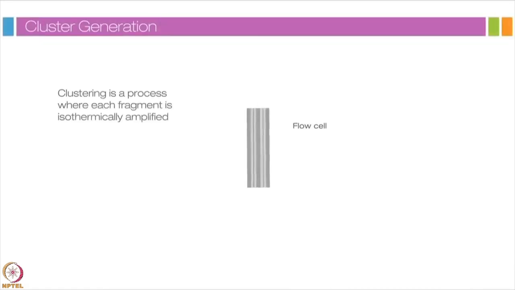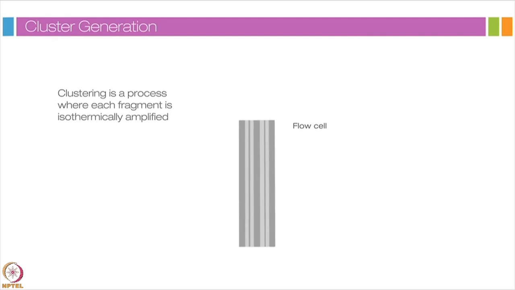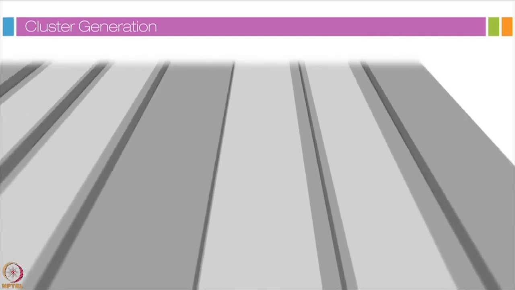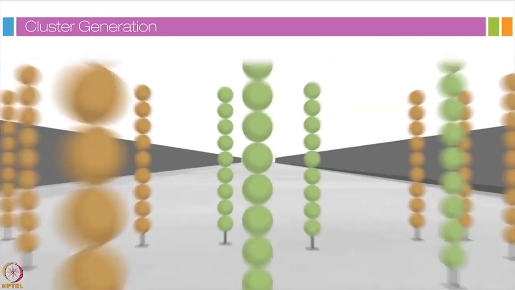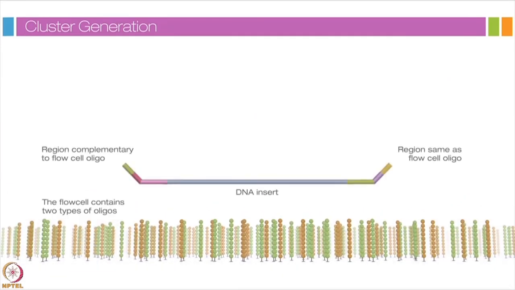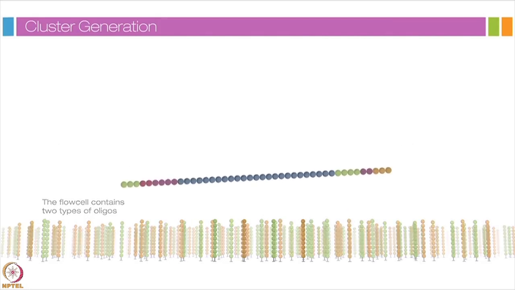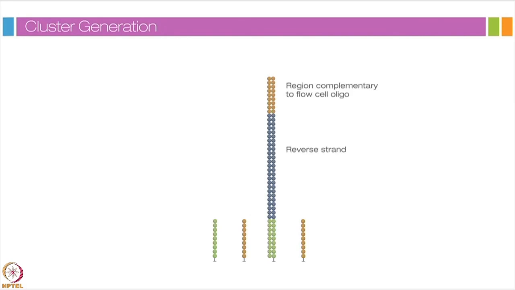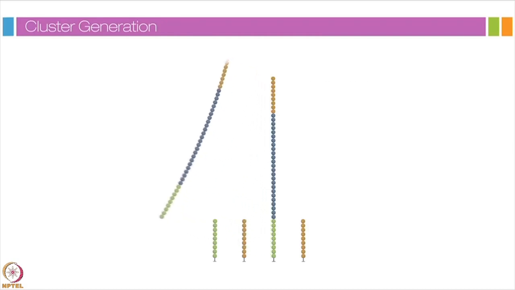Clustering is a process wherein each fragment molecule is isothermally amplified. The flow cell is a glass slide with lanes. Each lane is a channel coated with a lawn composed of two types of oligos. Hybridization is enabled by the first of the two types of oligos on the surface. This oligo is complementary to the adapter region on one of the fragment strands. A polymerase creates a complement of the hybridized fragment. The double-stranded molecule is denatured, and the original template is washed away.